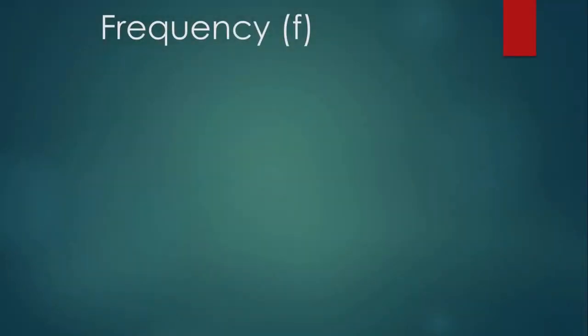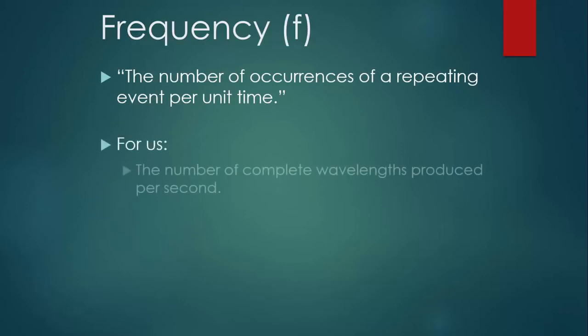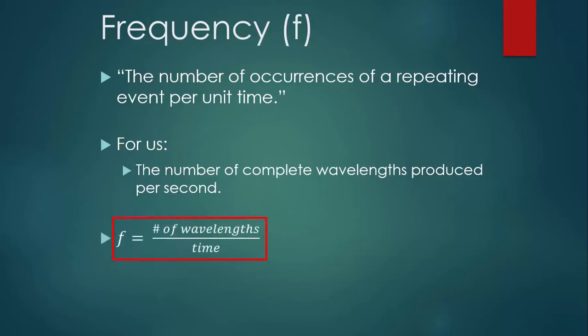Okay, how about frequency? A really broad way we could define frequency is the number of occurrences of a repeating event per unit time. But don't write that. For us, we'll describe frequency as the number of complete wavelengths produced per second, or the number of oscillations per second. There's no equation for this on the reference table, but we could sort of write it in the form of an equation like this. f for frequency is equal to the number of wavelengths that you see in a picture or that are described to you. That's number of complete wavelengths, or number of oscillations, or number of crest-trough pairs, however you want to think about it, divided by time.